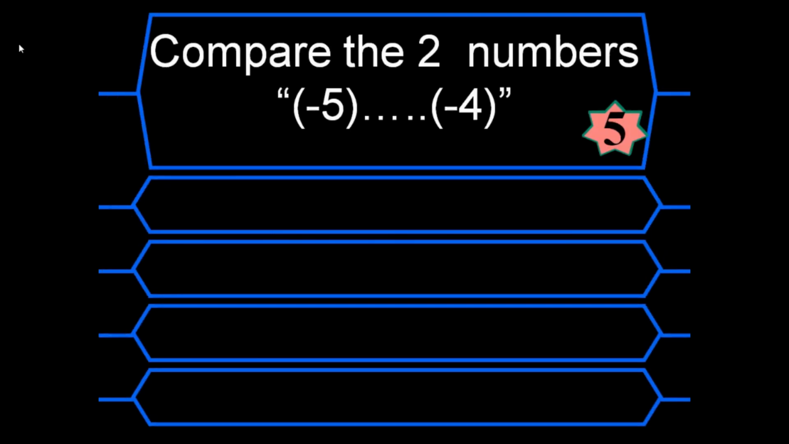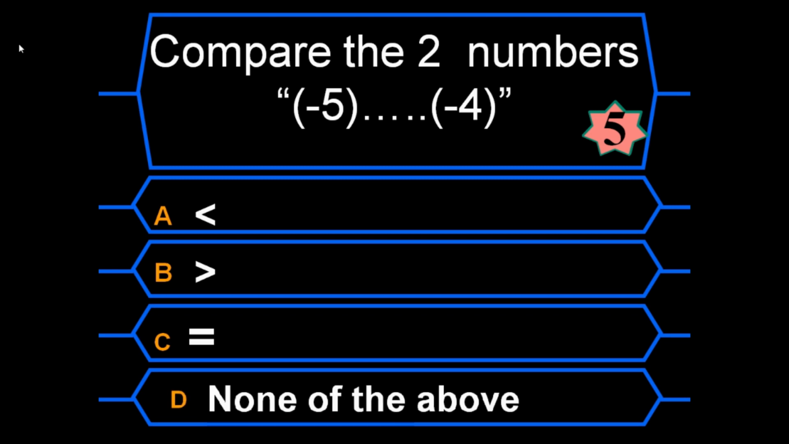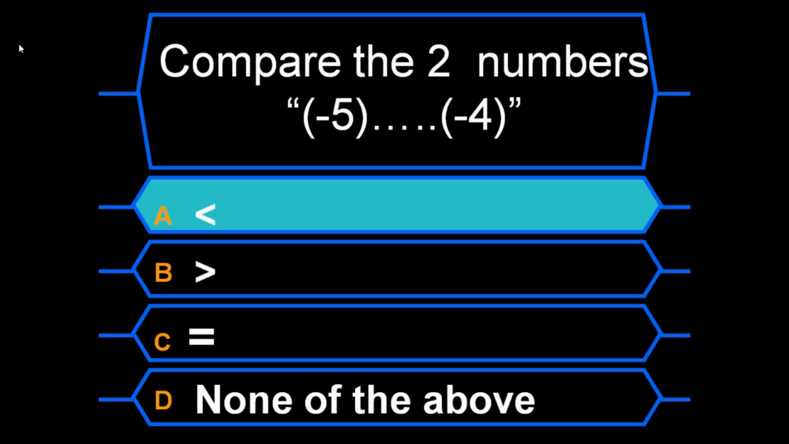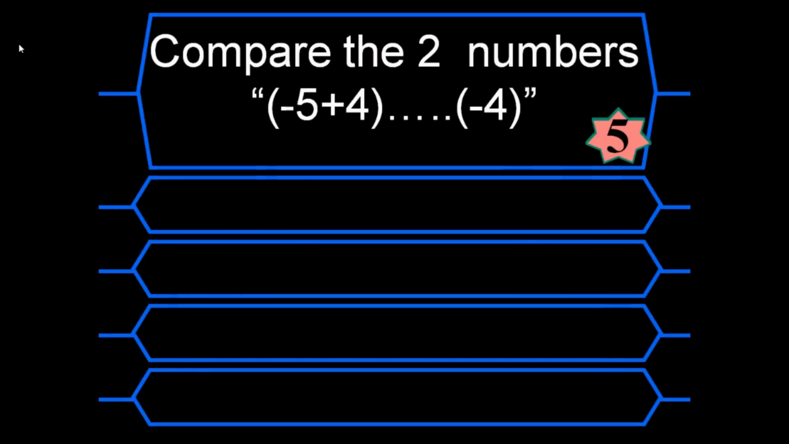Question number 3. Compare the two numbers: minus 5 and minus 4. Which symbol is it? Less than, greater than, equals, or none of the above? 10 seconds and then you give the answer. Off we go. Minus 5 is less than minus 4. 50,000 pounds. Well done.